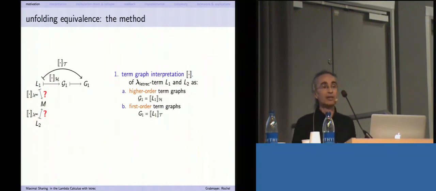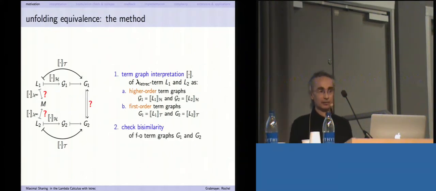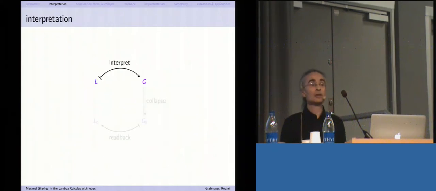And also here the interpretation goes in two phases: higher order, first order term graphs. One term is translated, the other one, and then checked. And now let's look at these three steps a little bit more in detail.